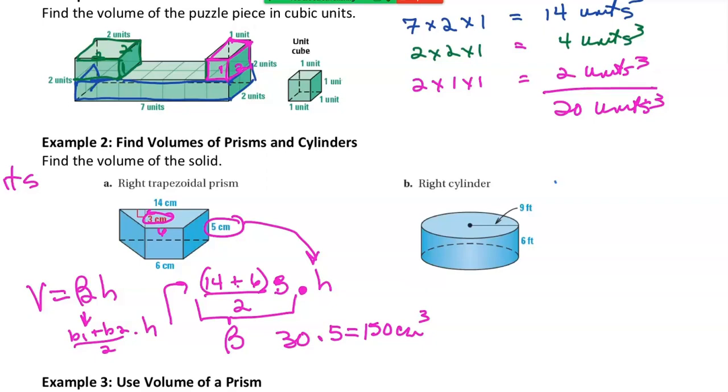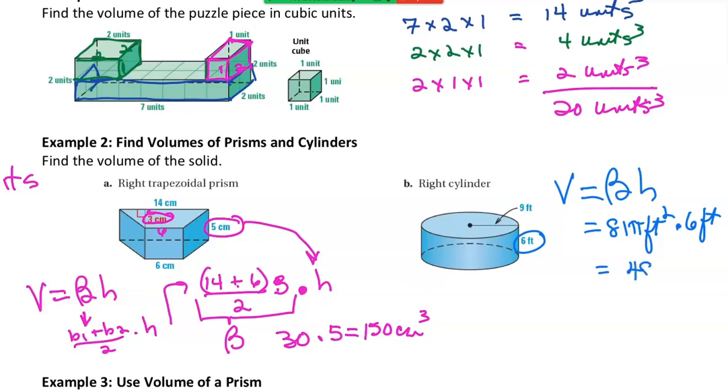So I still have volume equals capital B times height. And capital B is the area of the base. It's a circle, so it's going to be pi r squared. So that's 81 pi feet squared, and then times the height, which is 6 feet, because remember the height is the distance between the bases. And so when I multiply that out, I get 486 pi, and I have cubic feet.